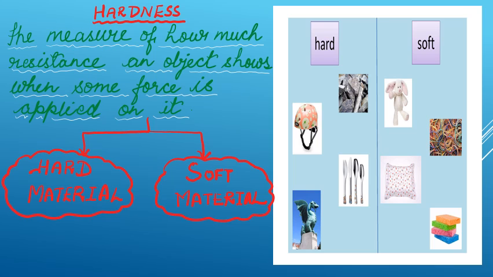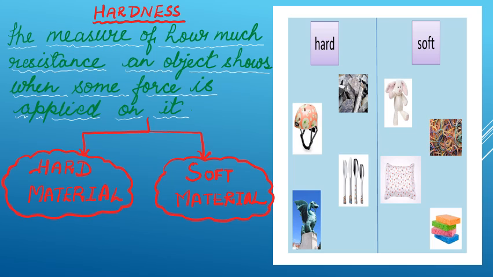Another way to check the hard and soft material is to scratch them. If you scratch the surface of a soft material, you will find it very easy to scratch. But if you want to scratch a hard material, you will find it very difficult. For example, if you scratch a candle, you will scratch it very easily. But if you try to scratch an iron rod, you will find it very difficult.